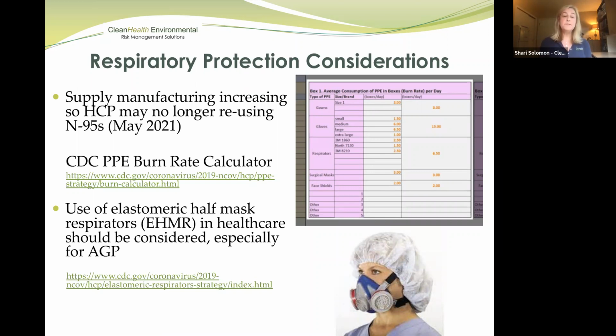And there also has been some discussion over the pandemic of using our traditional elastomeric half-face respirators in healthcare as well, especially for aerosol generating procedures. So as you see on the bottom right hand, that's what we call an elastomeric half mask respirator. And so long as you have proper source control for that exhalation valve, that is also something that you may want to consider.